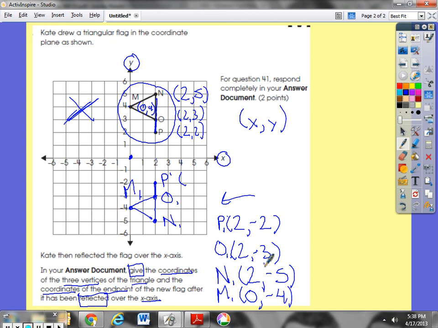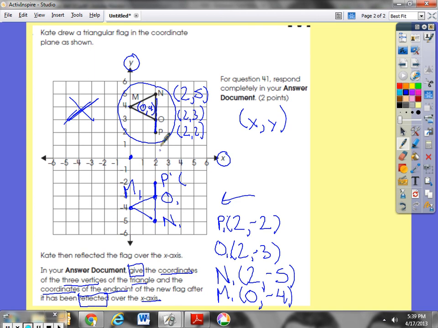Now, I should double check, and I didn't do this last problem, I need to do that. Go back and read the question again, make sure my answer makes sense and that I answer all the parts. Kate drew a triangular flag in the coordinate plane as shown. Notice I'm doing point and say. Kate then reflected the flag over the x-axis. In your answer document, give the coordinates of the 3 vertices of the triangle. The triangle's vertices are NOM. I gave those. And the coordinates of the endpoint. The endpoint is P. I gave P. After the flag has been reflected over the x-axis, I did indeed reflect over the x-axis.